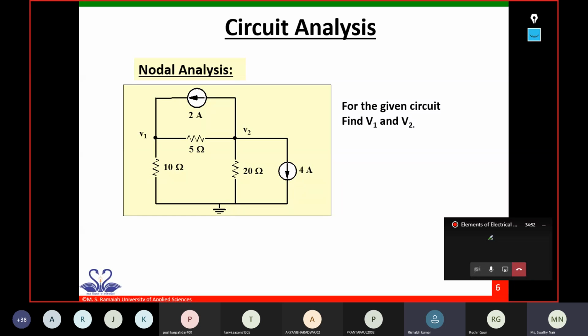Now let us do this problem. First problem, take down. For the given circuit, find V1 and V2. Take down.